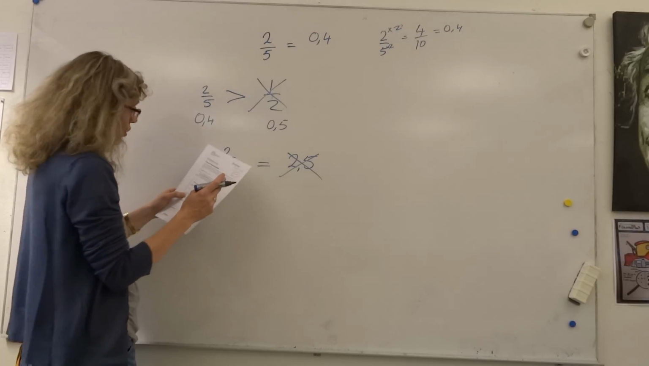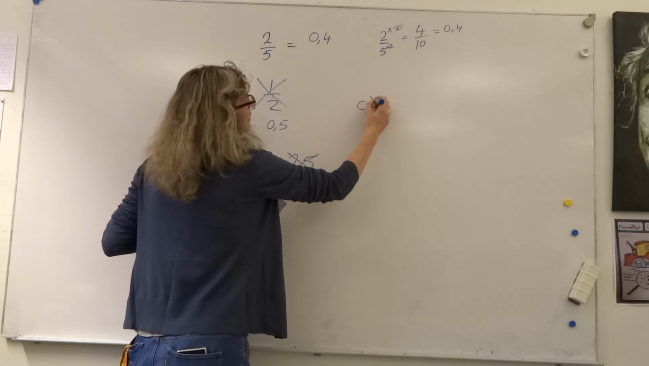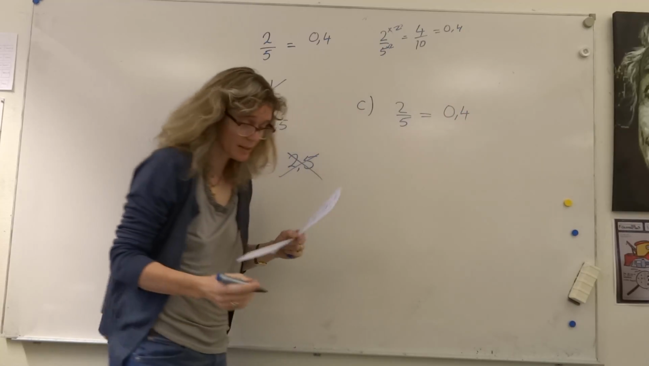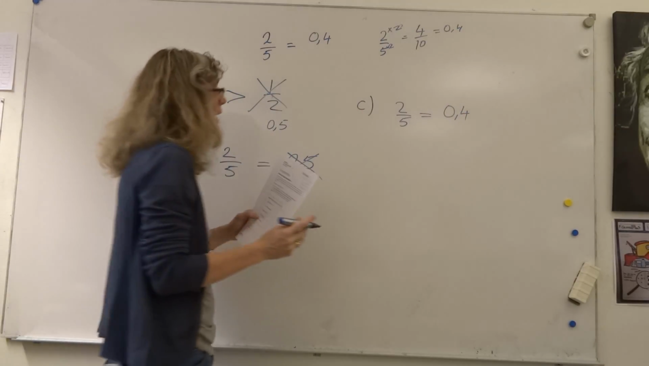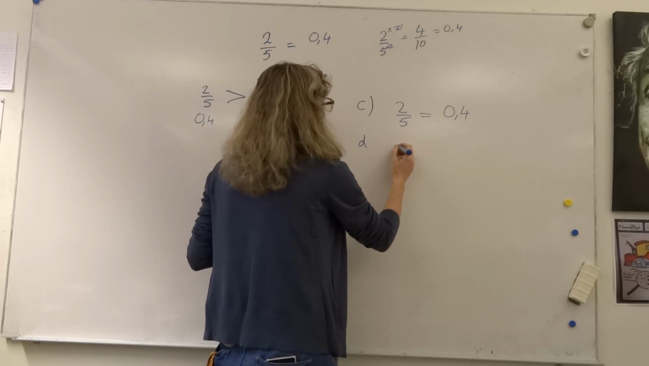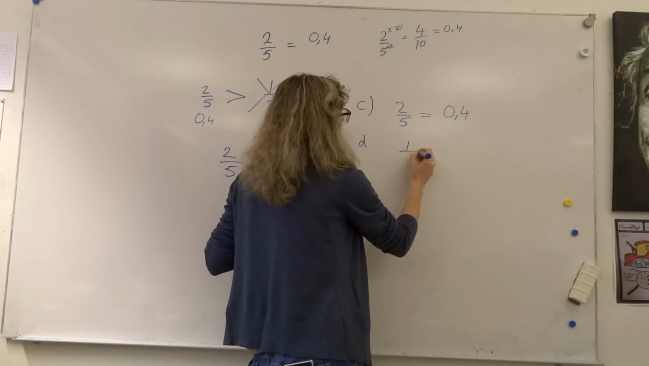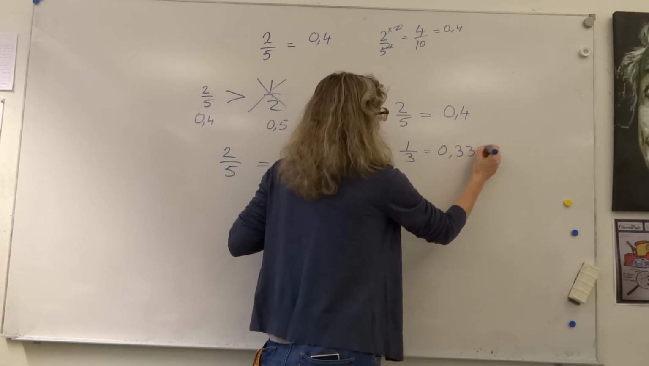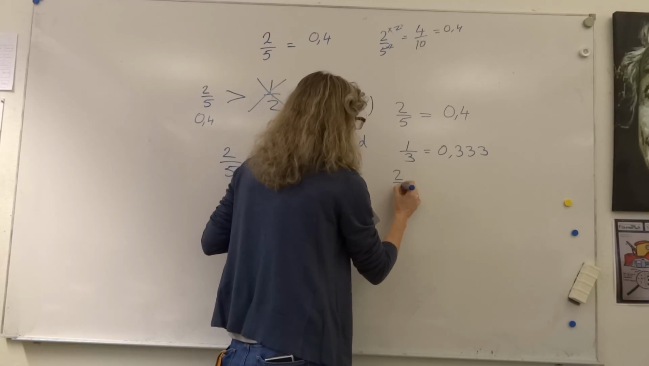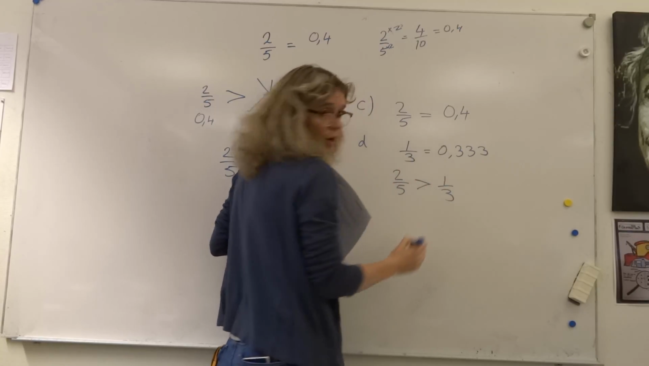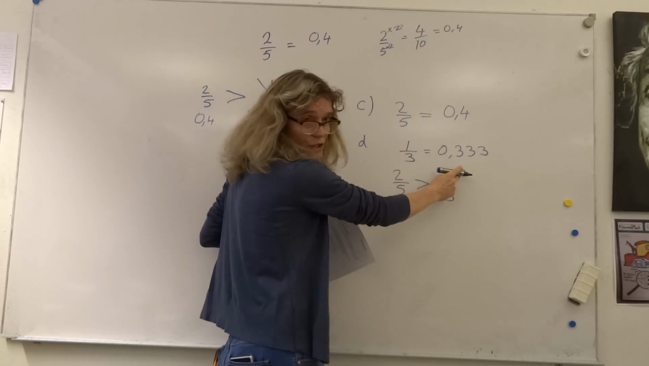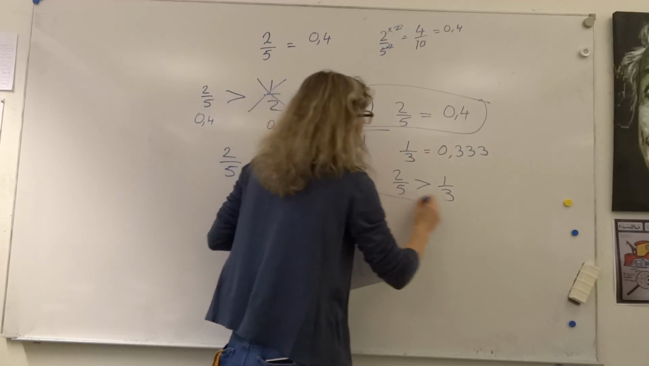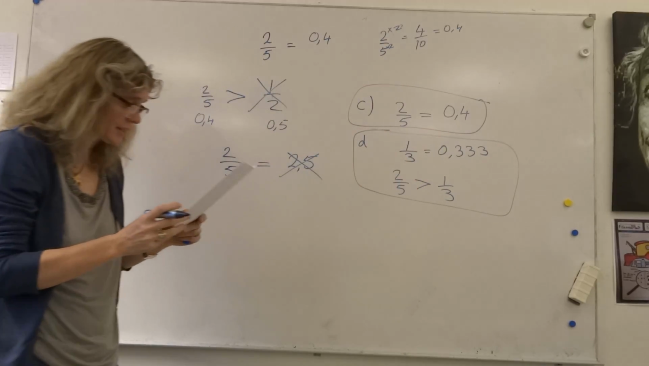Is it equivalent to 0.4? C. Does 2/5 equal 0.4? Yes, it does. Is 2/5 greater than a third? Well, to understand how big a third is, we can change it to the decimal, which we know is 0.333. So 2/5 is larger than 1/3 because 0.4 is larger than 0.333. So we have two correct statements so far. Both C and D are correct.